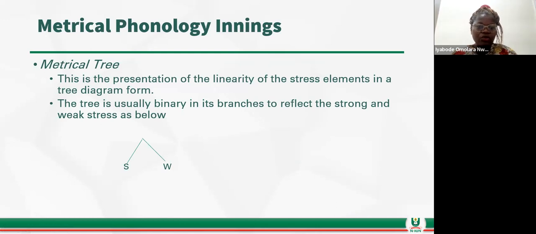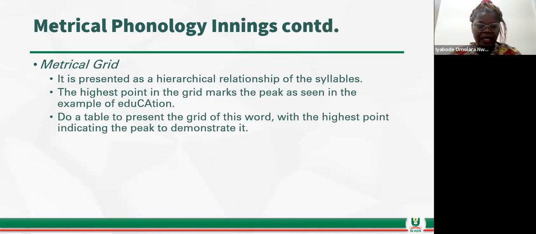So that's for metrical tree. You see it's binary, that is branching into two, and then goes like that in its analysis. Of course, maybe in the case when the weak will be followed by a weak and then a strong and all of that. So that is the idea.